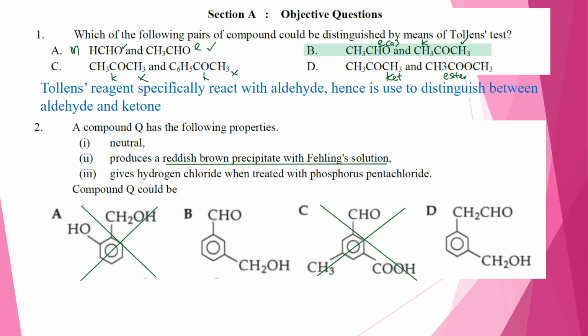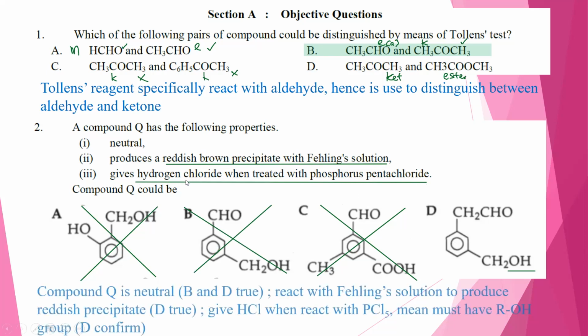Then, gives hydrogen chloride when treated with phosphorus pentachloride. That means it must contain an OH in here. So the best answer in this case will be D, because for B, benzaldehyde will not give a positive test to the Fehling's solution. Tollens reagent can. That is why the best answer in here is D. So that is for number two.